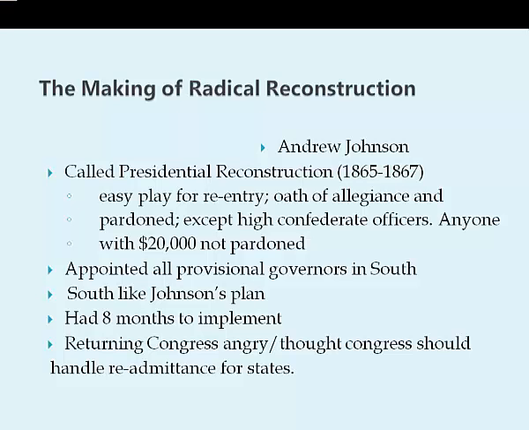As I said, he was the only senator to stay in the North. Tennessee's military governor after the war. And his vice presidency, the Republicans hoped, would help gain support for the party in the South.